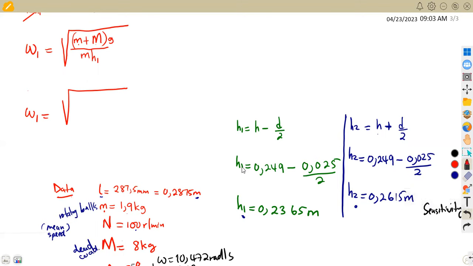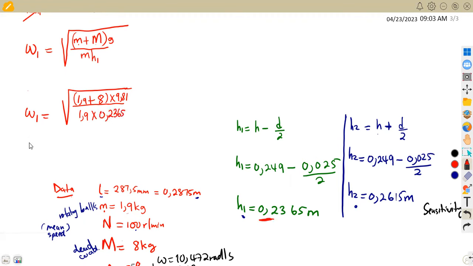Okay, so we have m, which is 1,9, plus the capital letter M, which is 8, over the small letter m for the balls again. Let's just finish on top before we confuse each other. So that's times g, which is 9,81, everything over the mass of the balls, in this case the rotating balls, which is 1,9 times h1, the one that we calculated here.